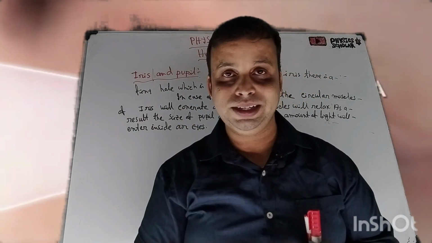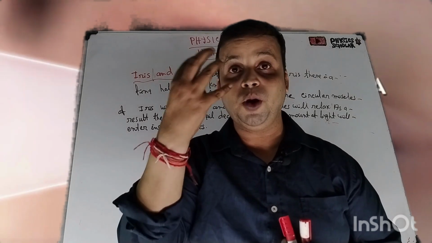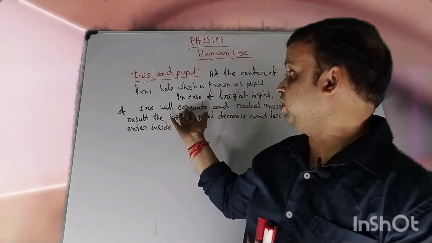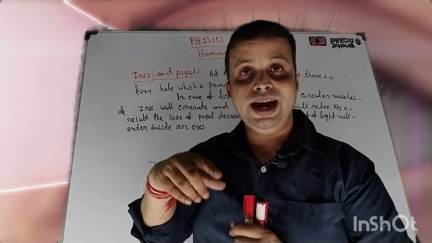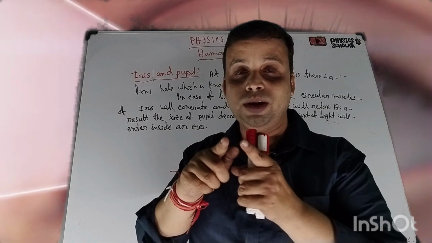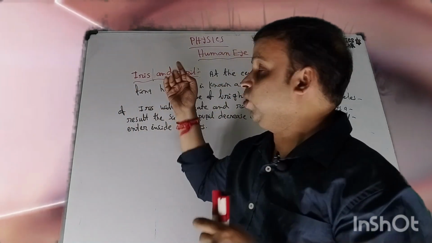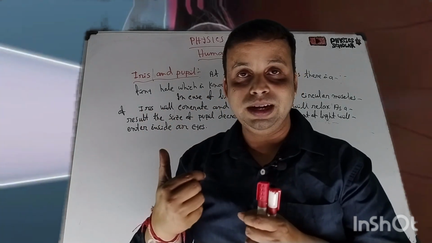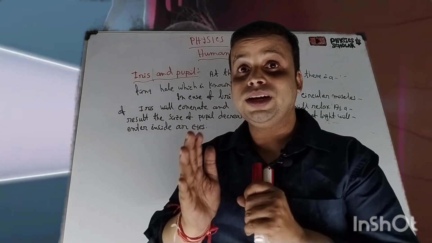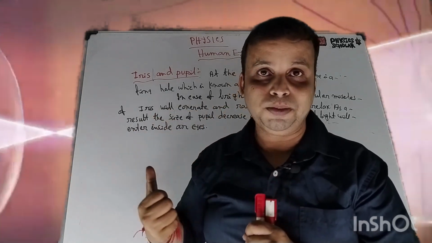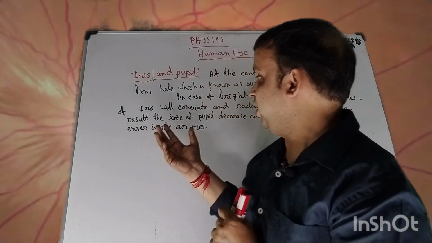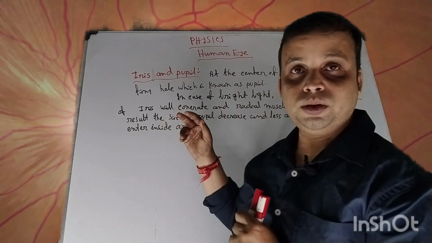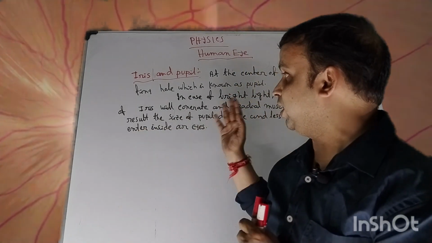That means what will happen? If any bright light falls on our eyes, the circular muscles will contract and the radial muscles will relax. So as a whole, what will happen? The size of the pupil will decrease. That means if the hole is decreased, what? Less amount of light will enter. It will actually protect the inside components of our eyes from being damaged by high intensity of light. Clear? So that's why less amount of light will enter inside our eyes.